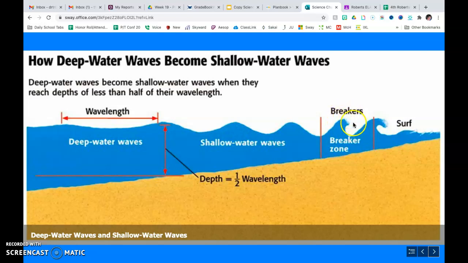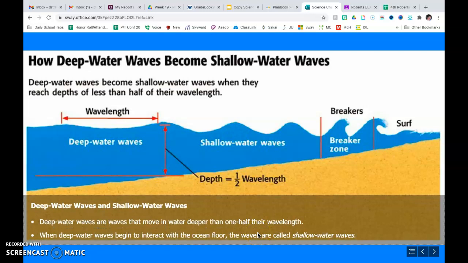These are called breakers. And then near the shoreline, you have what is called the surf. That's when it all mixes in. So you've got the waves coming in and then pulling back out, and then coming in and pulling back out. And if you've ever stood at the seashore, you felt this because your feet will go down in the sand. That's because of the movement of the waves.